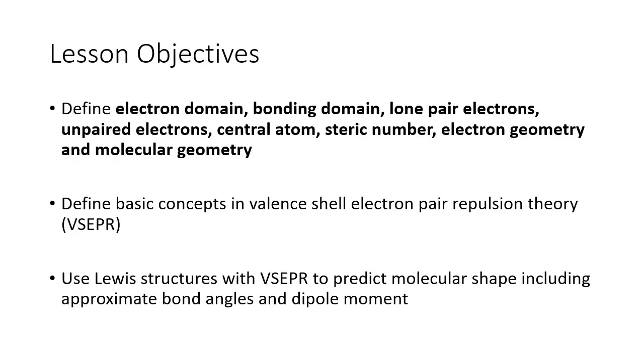Our objectives: we will define electron domain, bonding domain, lone pair electrons, unpaired electrons, central atom, steric number, electron geometry, and molecular geometry, which is a respectable amount of vocabulary for this particular section. So just be warned, if you have trouble absorbing vocabulary, you're going to want to go over this multiple times. We'll define the basic concepts in valence shell electron pair repulsion theory, which from now on I will call Vsepr, just for my own sanity.